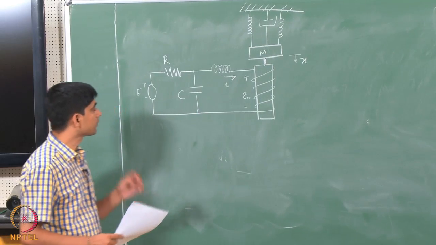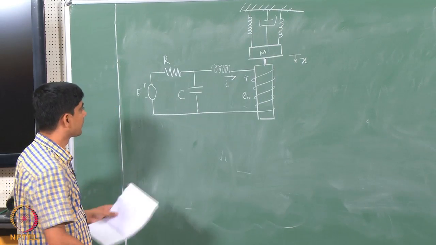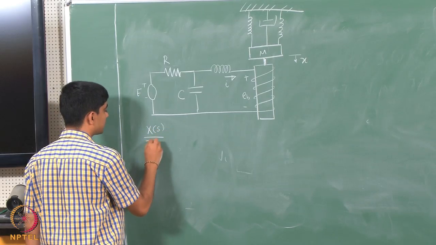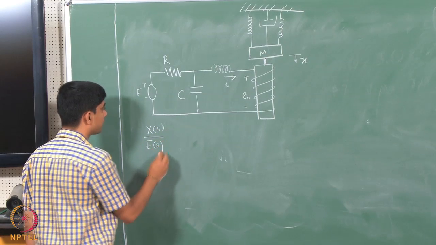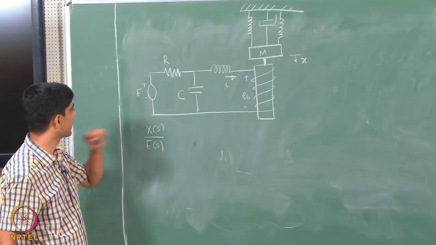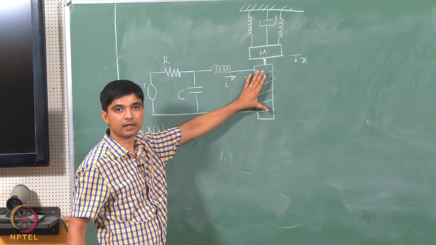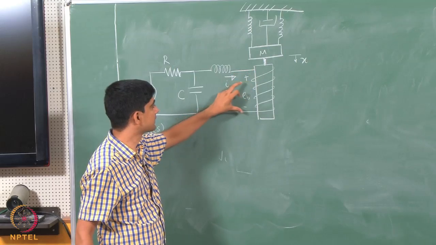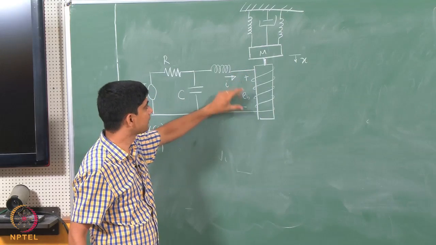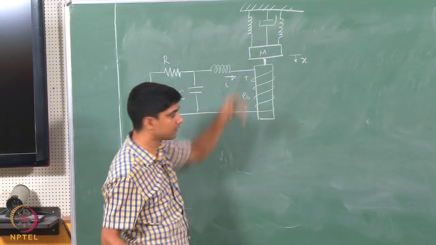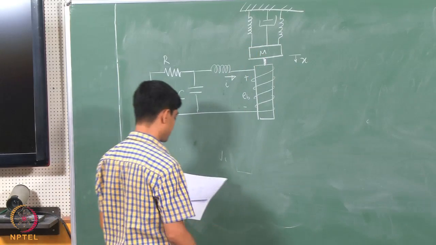In the last problem for today, we are required to find the transfer function x of S over E of S. So, what does this electromechanical system do? I have an E which generates a current here, this current results in a back EMF over here, and there is also a force which this system exerts on this one. So, what are the constitutive relations here?